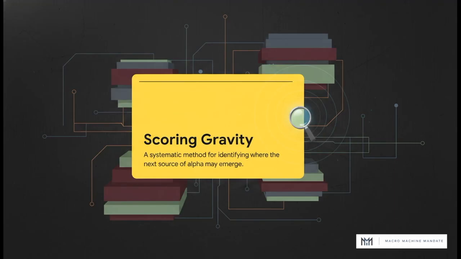Well, that exact question is the focus of the next briefing in this explainer series, which introduces the concept of scoring gravity. It provides a really disciplined method for allocators to score those dependencies and actually find alpha before consensus forms.